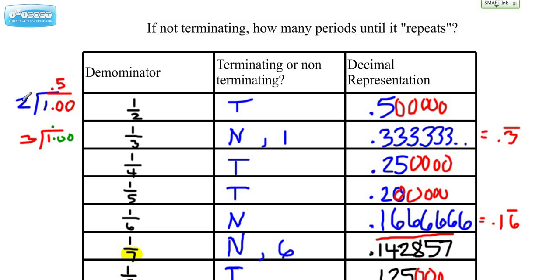Now this one works out evenly. 2 goes into 10 5 times, so we get an answer of 0.5. So we would say that that finishes because it works out evenly. We'd say that that's a terminating decimal.